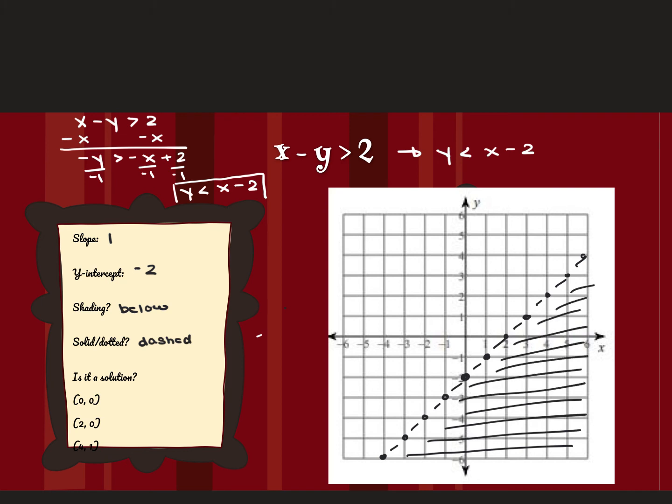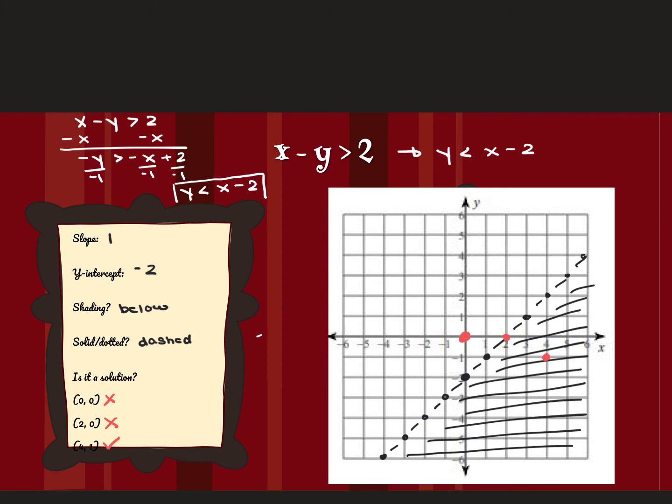And now we're going to determine if points are solutions. Is 0, 0 a solution? It is not. 2, 0 is on the line, and it is a dashed line, so no, it is not. And it might be hard to see, but this is 4, 1. So we have 4, 1, and 4, 1 is a solution.